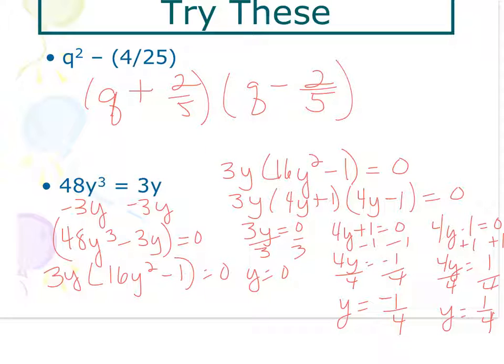Alright, so when you check your work here, this you just have to factor, and it's the difference of two squares, and you get the quantity q plus 2/5 times the quantity q minus 2/5. The second problem, you got to get it equal to 0, look for a GCF, factor it, set each factor equal to 0, and you get three solutions. Y equals 0, y equals negative 1/4, and y equals positive 1/4.